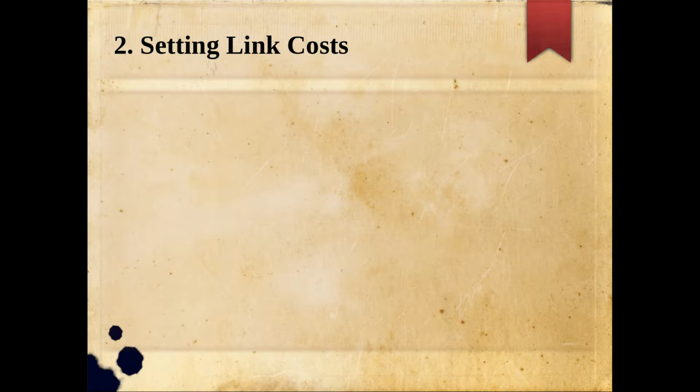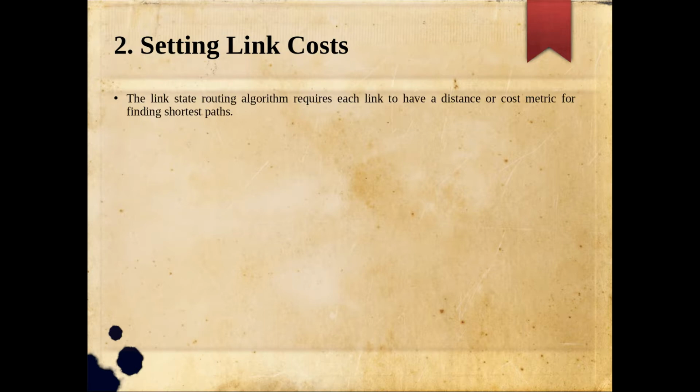Whether it is the distance in kilometers or the propagation delay, whatever it is, the link state algorithm requires each link to have a distance or a cost metric. This metric will vary, and depending on the situation we can use any metric as we wish, but a metric is needed for finding the shortest path. The metric is what we will try to minimize, so we will find the best path as the one having the minimum total weight. That also you have to keep in mind.